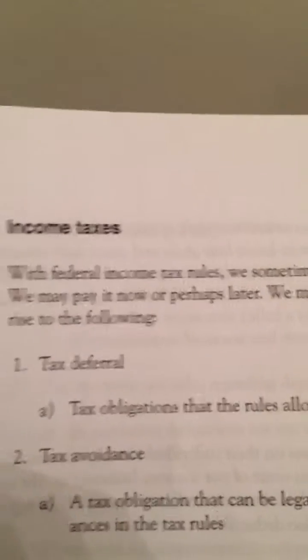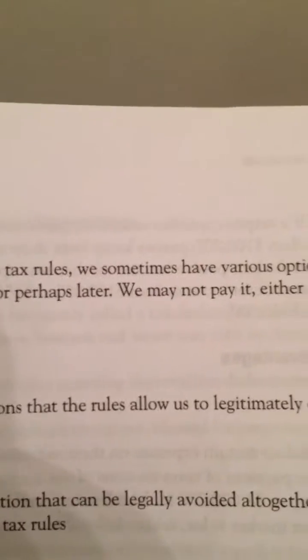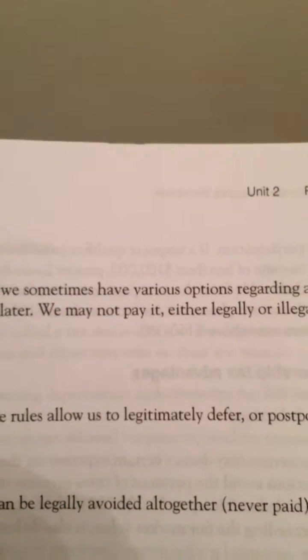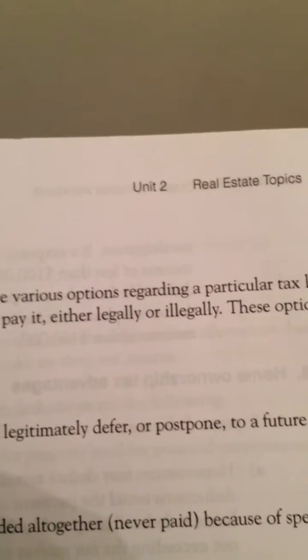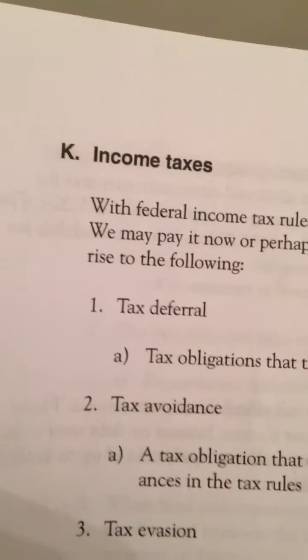Page 51. K. Income taxes. With federal income tax rules, we sometimes have various options regarding a particular tax liability. We may pay it now or perhaps later. We may not pay it either legally or illegally. These options give rise to the following.